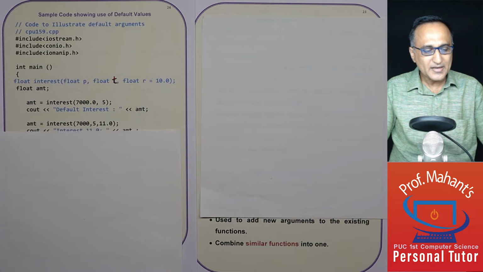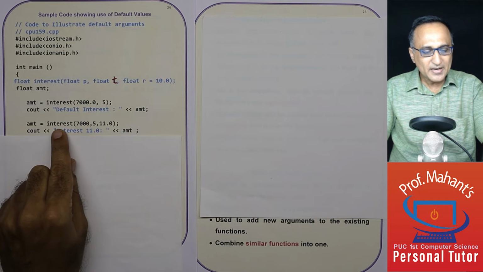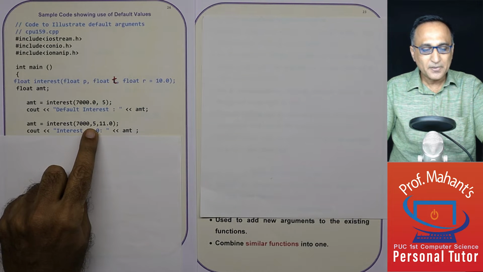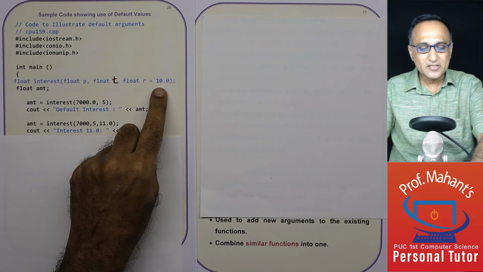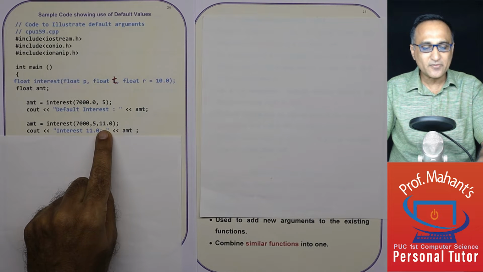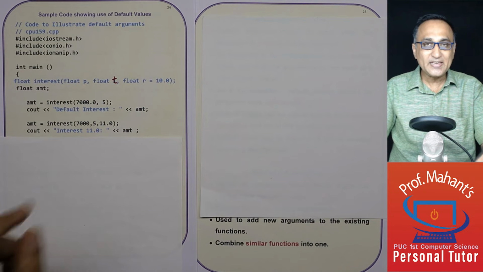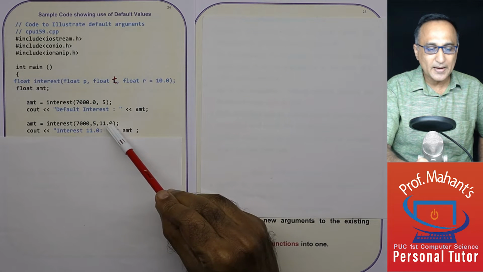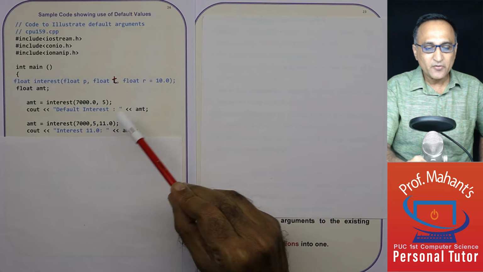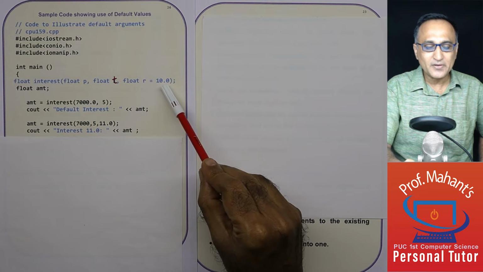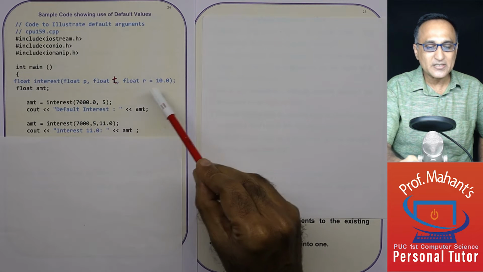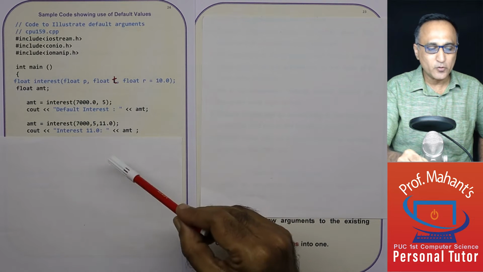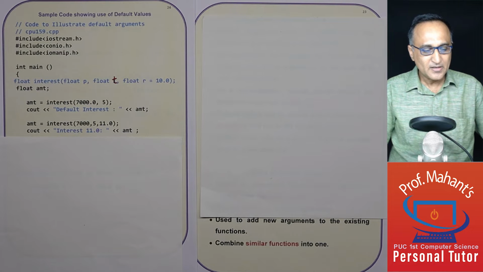Now what I am doing in the next step is I am again calling interest with the same amount, same time. But here I don't want the default interest of 10%. I want an interest of 11%. So only in the case where I want a different rate of interest to be used, I am passing this value 11. Wherever I require the default value of 10, I do not require to pass the parameter for R, or I do not need to send R value to this function interest.